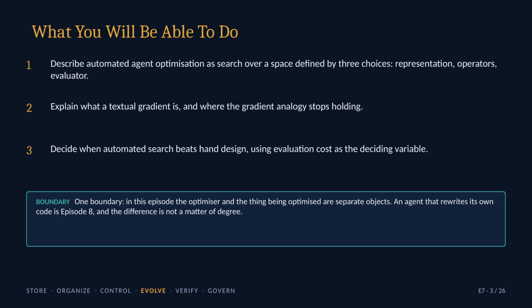In this episode the optimizer and the thing being optimized are separate objects. An agent that rewrites its own code is episode 8, and that difference is not a matter of degree. Slide 15 is about exactly where the line falls. The 3 choices arrive next, and they are the vocabulary for the rest of the episode.